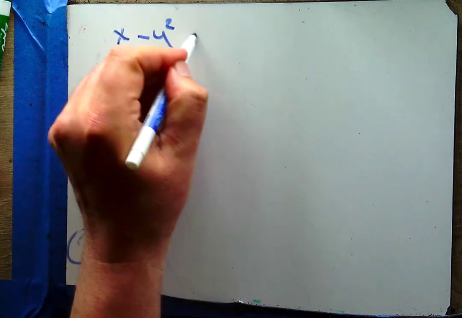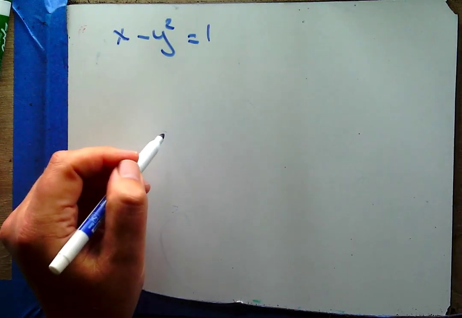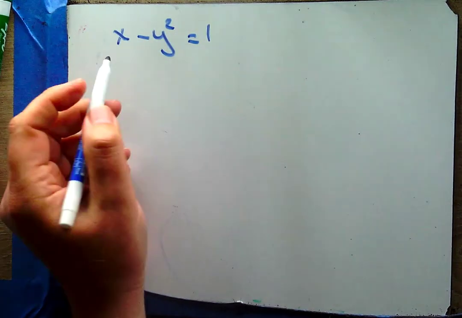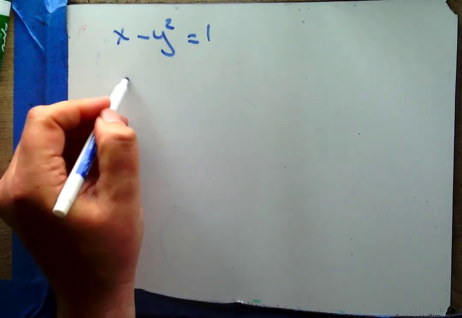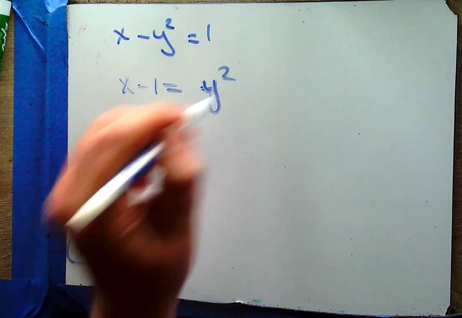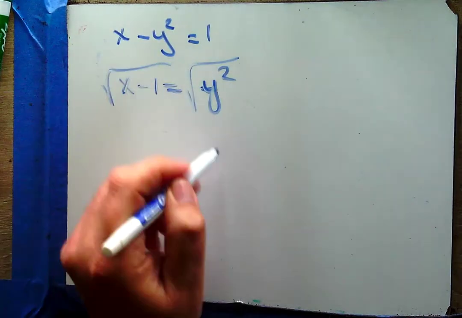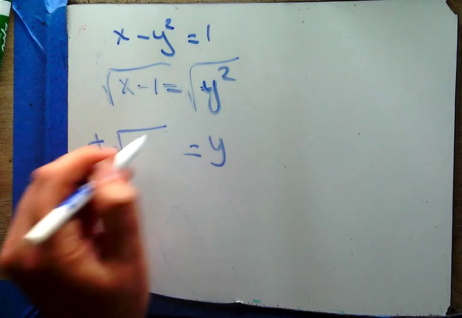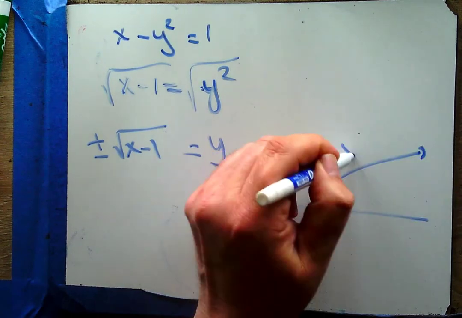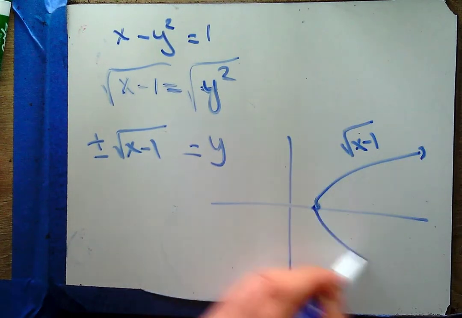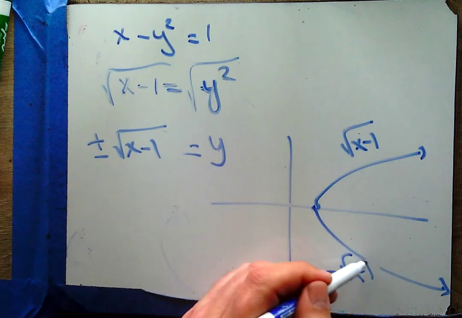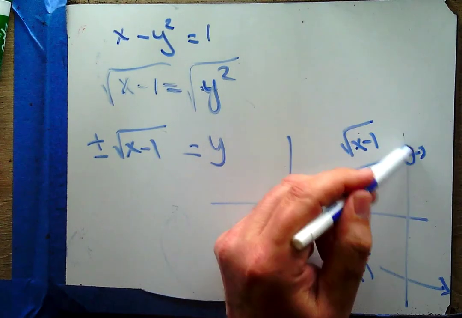x minus y squared equals 1. Is that y as a function of x? No, this one isn't. I could always solve for y: x minus 1 equals y squared. And then when I take the square root of both sides, now I do have to remember the plus and minus. Because we're fabulous transformation graphers, we know this is positive square root of x minus 1, and this is negative square root of x minus 1. And notice we fail the vertical line test.